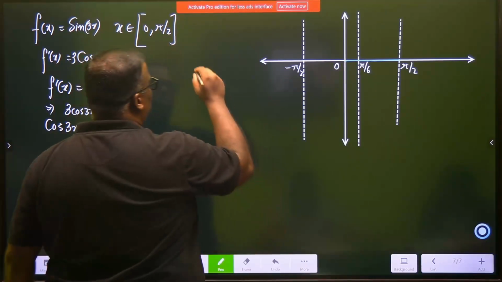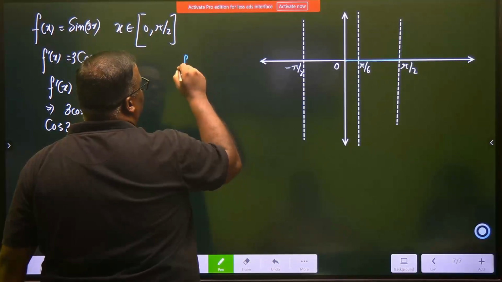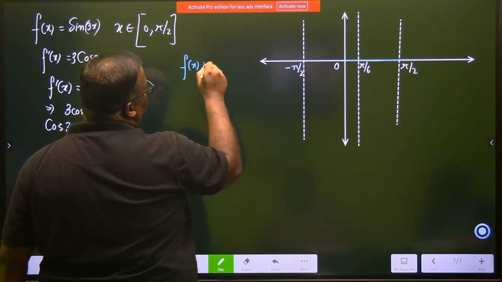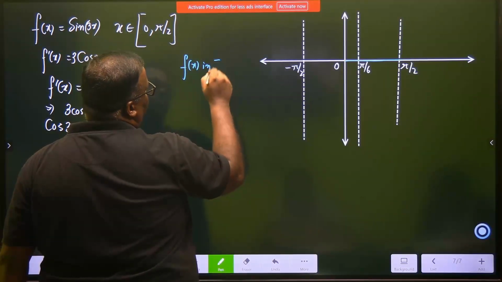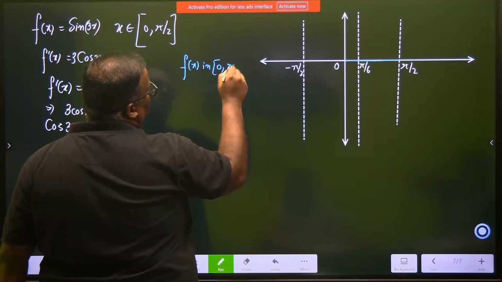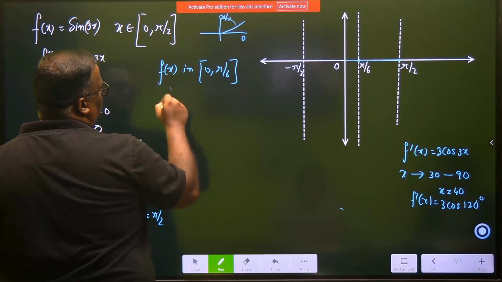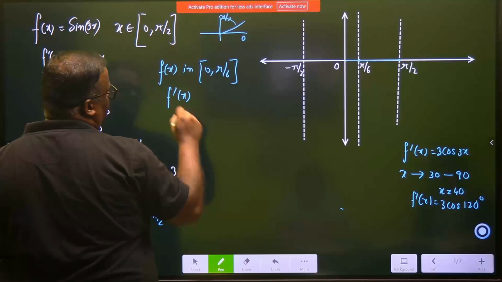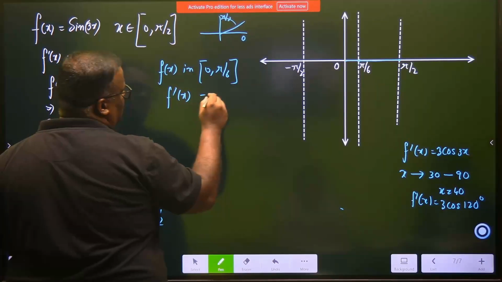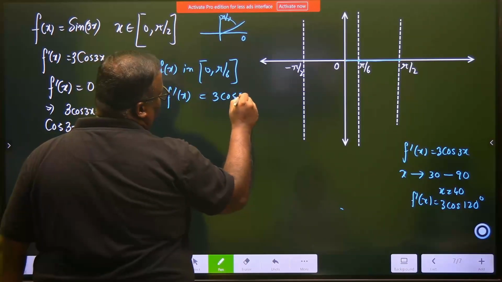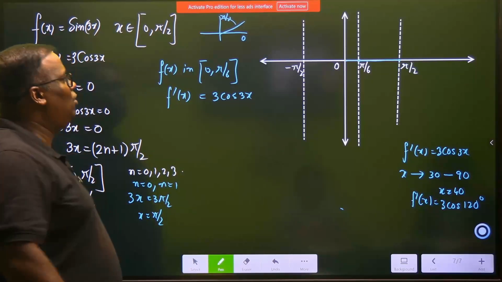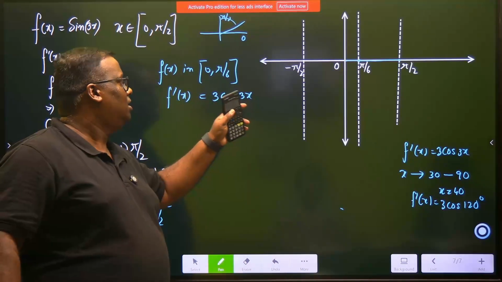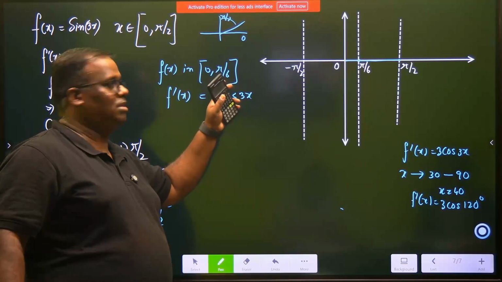So what are your zones now? You are examining f(x) in 0 to pi by 6. So you need to check your f dash x. Your f dash x is 3 cos 3x. Now take a value between 0 and pi by 6.